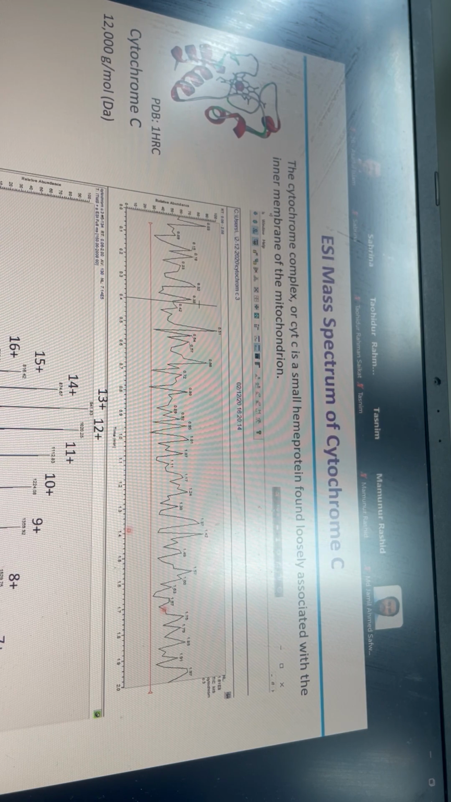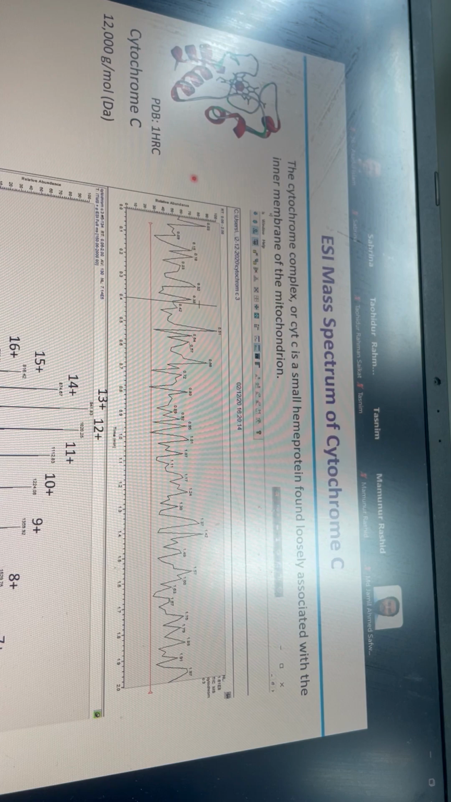Another thing is that ESI can ionize protein. So protein is not like small molecules. In small molecules you have only a few atoms, but in protein you have hundreds of amino acids. Each amino acid has about 20 atoms. Okay, so this is cytochrome C. This is a protein present in our respiratory system. Its molar mass is around 12,000 gram per mole or Dalton.